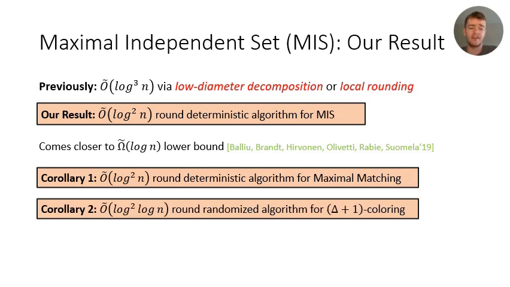Even more, we even obtain faster randomized algorithms due to the shattering framework. So for example, we get a log n round algorithm for delta plus 1 coloring.